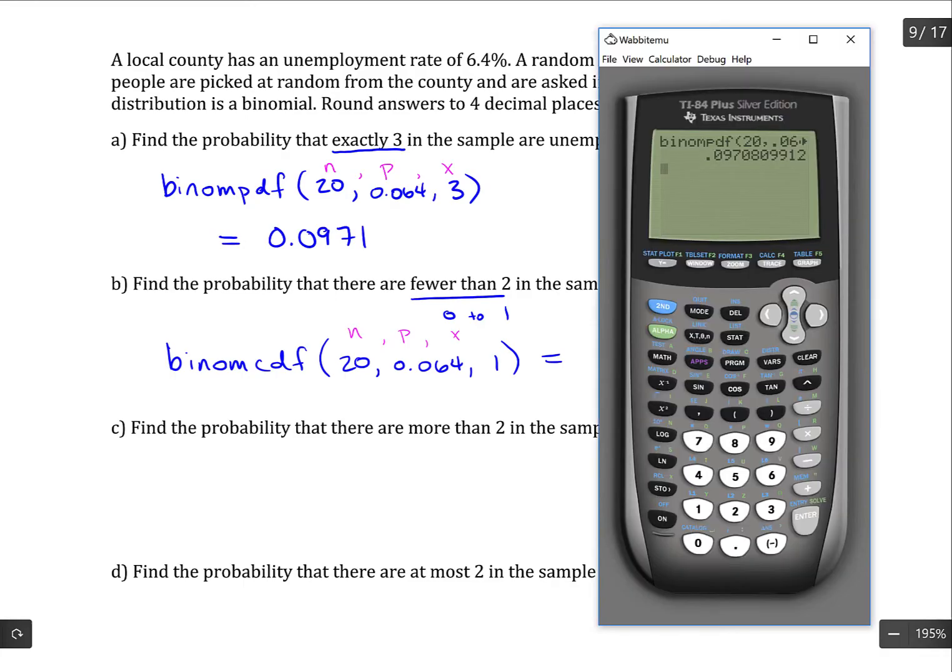So that's very nice. Let's use it, and we find it in the same place, second vars. But scroll past binom CDF, scroll past binom PDF to find binom CDF. So 20 is the first input, comma, 0.064 is the second, and 1 is the last. So 0.6307.